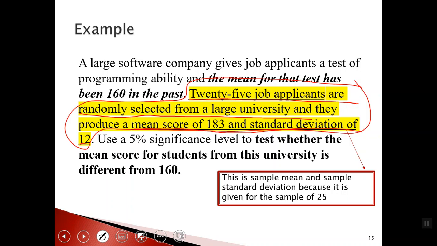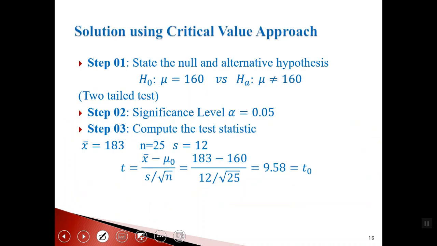So they have given sample mean and sample standard deviation. Clear? Based on 25, so your n is 25. Test using alpha 5% significance level. Test whether the mean score for students from this university is different from 160. What does different mean? Not equal. So what kind of tail is this? Two tail. Why? Different. So first use critical value approach.